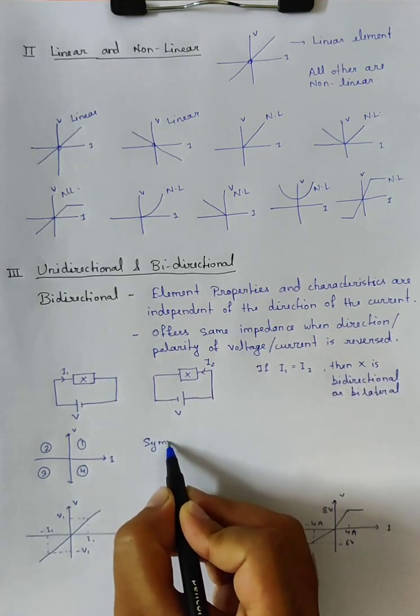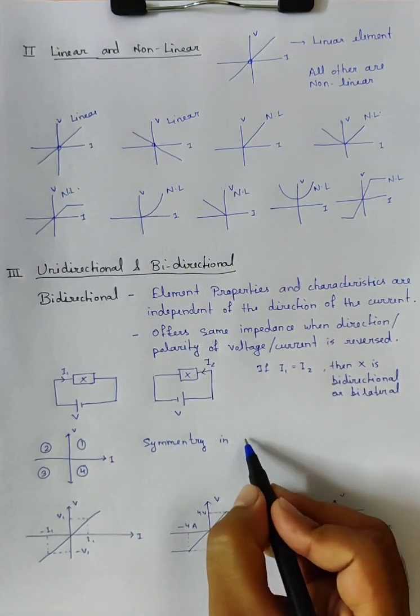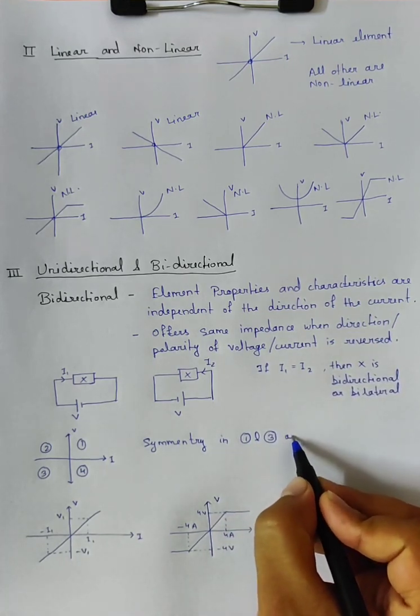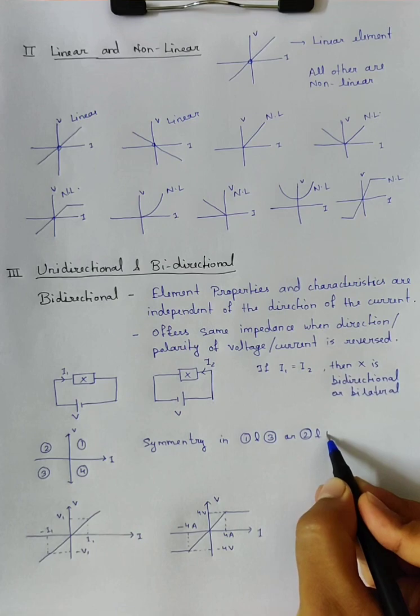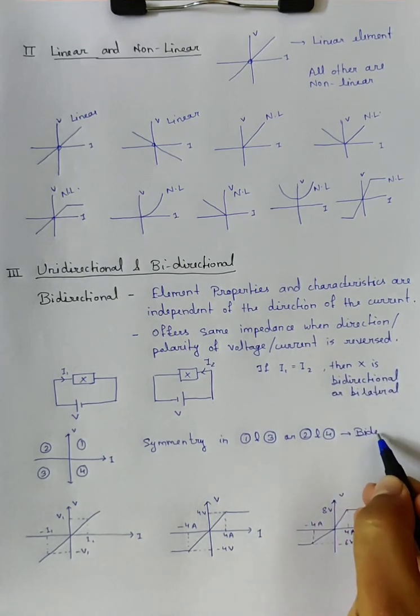Symmetry in 1 and 3, or 2 and 4, then the element will be bidirectional.